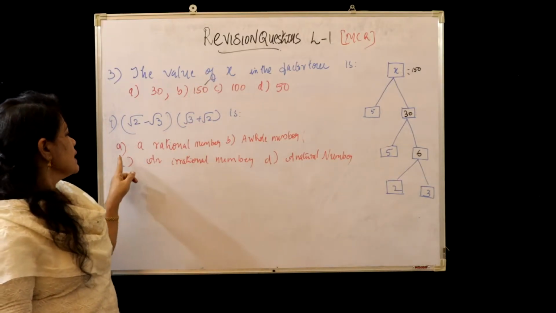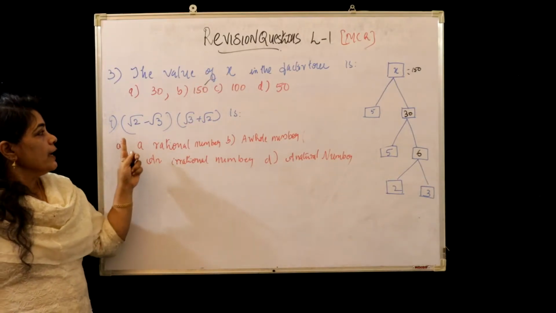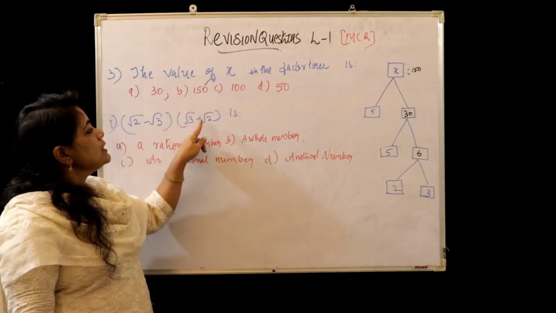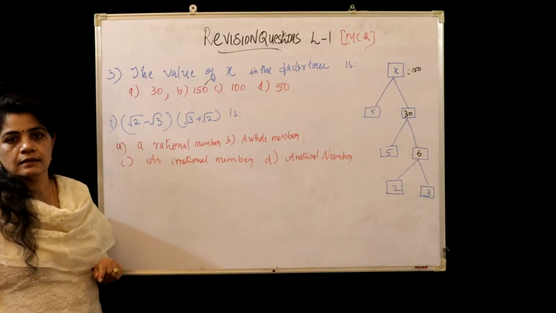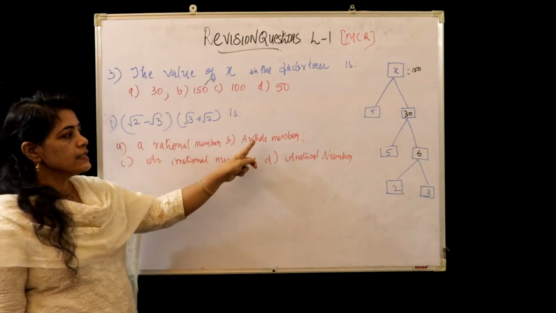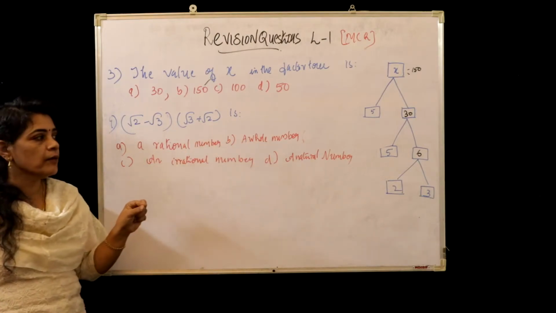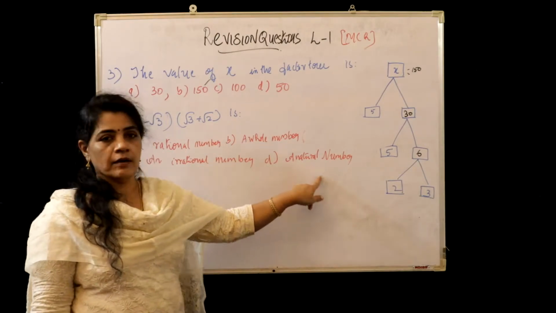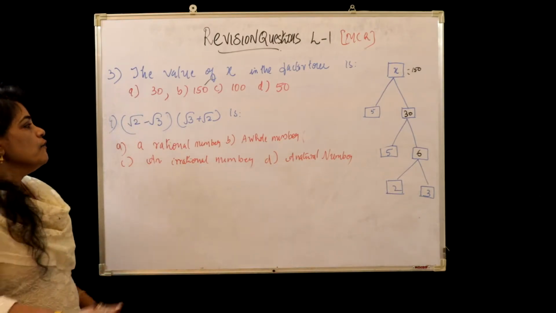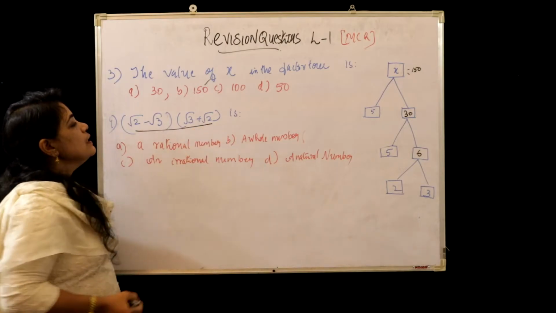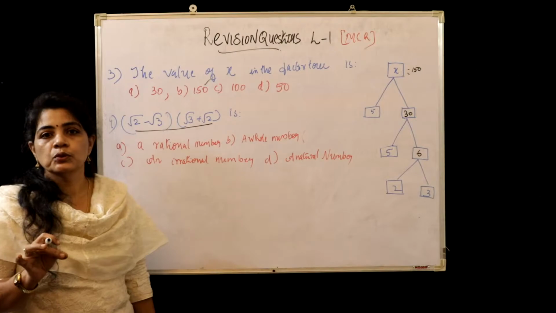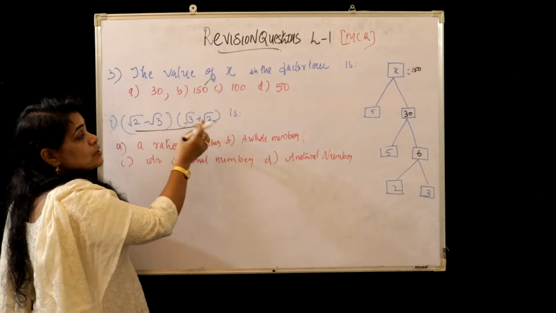Okay, now the fourth question: root 2 minus root 3 into root 3 plus root 2 is, we have given 4 options: a natural number, a rational number, a whole number, an irrational number. Okay, among these 4 options, which will be the correct one? We have given this expression, that is root 2 minus root 3 into root 3 plus root 2.